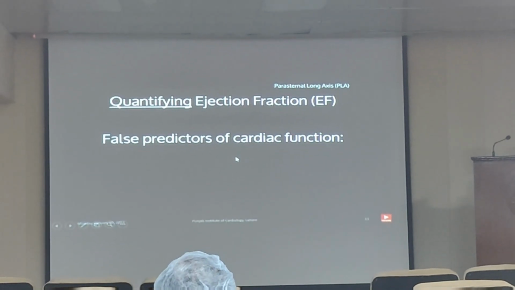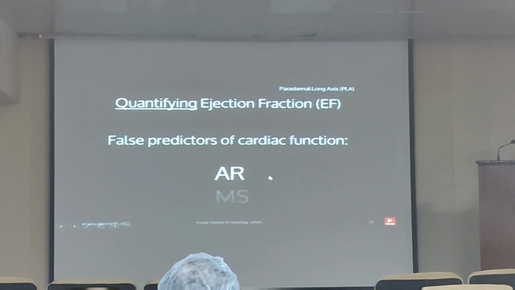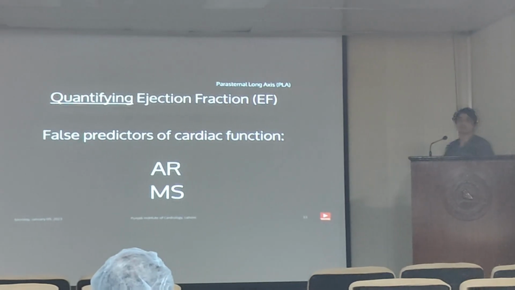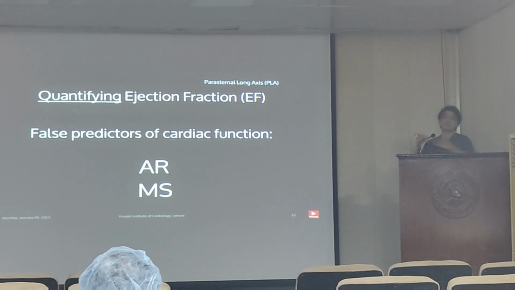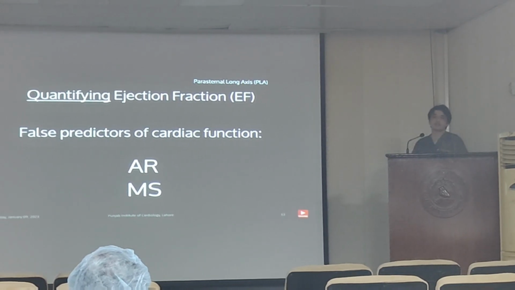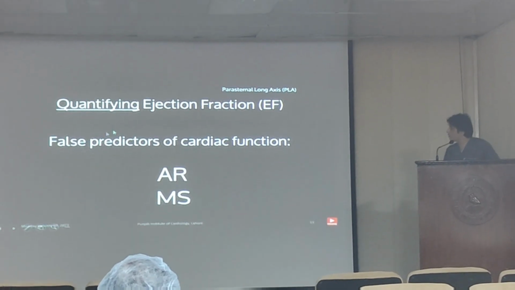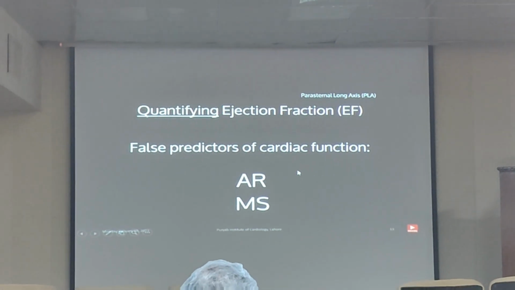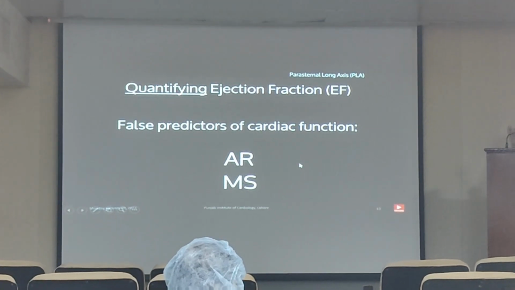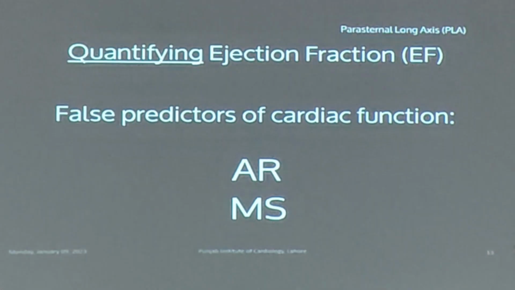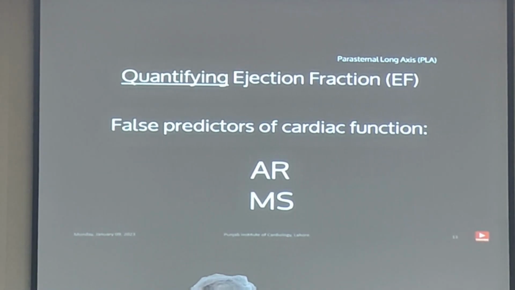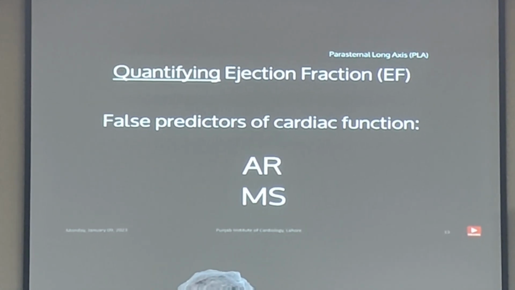There are some false predictors of cardiac function. AR and MS can make the E point septal separation misleading, because the AR jet will push the mitral valve back toward the annulus, so it will give us a false estimation. So when we are using the E point septal separation, we should look for AR and MS, because in MS the movement of the AML is restricted, so it will not go far toward the interventricular septum. So it is not good to use E point septal separation in these situations.